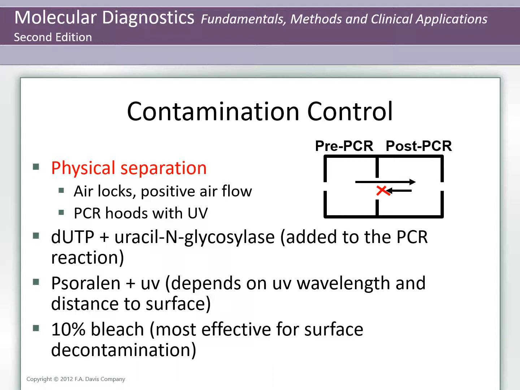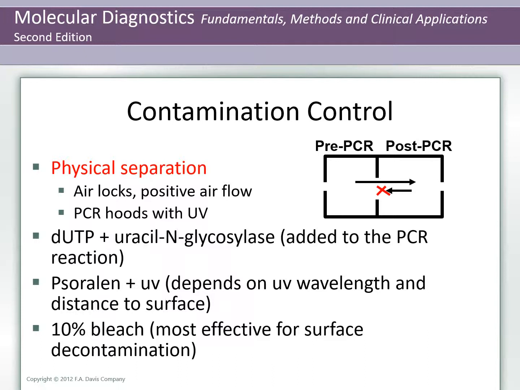dUTP plus uracil N-glycosylase can be added to the PCR reaction. This is a frequently used method that involves dUTP added to the master mix, resulting in incorporation of dUTP instead of dTTP in the PCR product, because dUTP does not affect the PCR product in most reactions and helps eliminate carryover of previously amplified products.